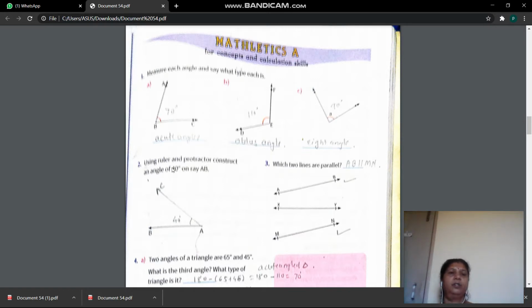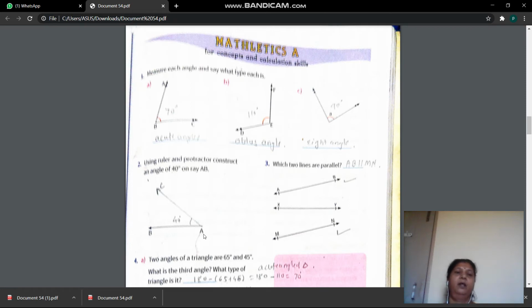Using a ruler and protractor, construct an angle of 40 degrees on ray AB. Now see here, this is the ray AB. It moves towards the left side. Now it is the left side, so we have to draw in this manner, that is from left to right. So what is this direction, left to right? It is clockwise, right? So which scale do you have to use? You have to use the inner scale and measure it.